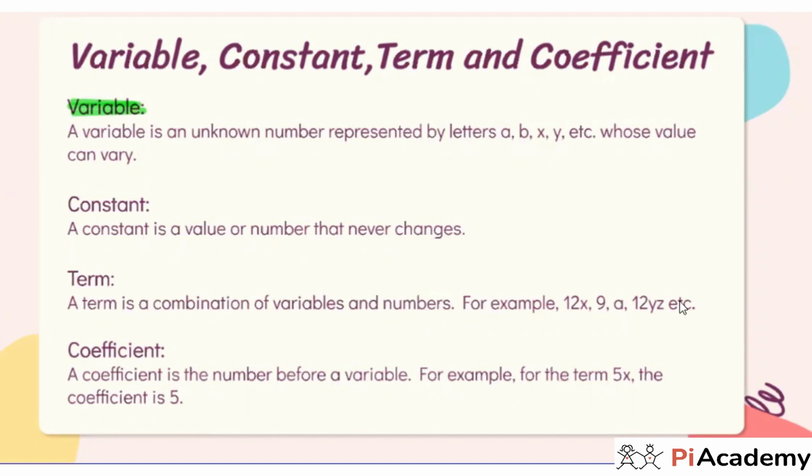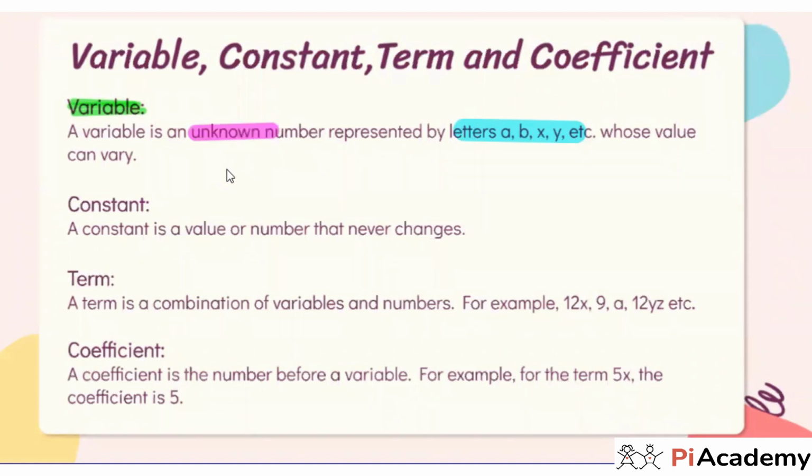Here are some examples: a, b, c, or x, y, or any letter. But it must be a small letter, not a capital letter. And after having the knowledge of variable, you also know a variable means unknown. We don't know those numbers.